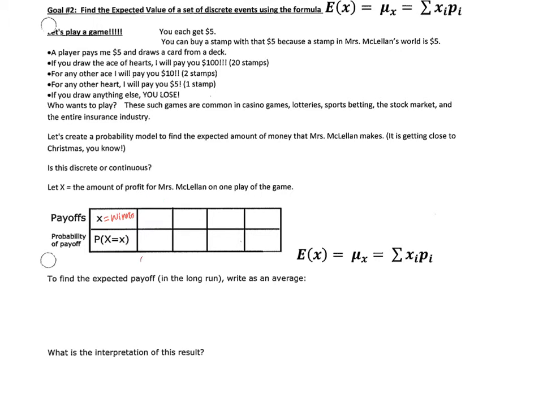So let's say that you pick the ace of hearts, then you give me 5. I have to give you back $100. So I lost $95. How frequently will I lose $95? 1 out of 52 because there's 1 ace of hearts. The next one was the other aces, and there are 3 of them. I give you back 10, so I lose 5 if somebody gets another ace.